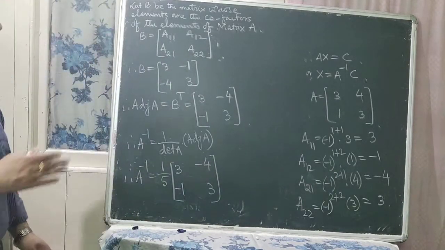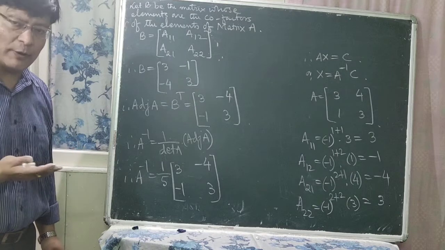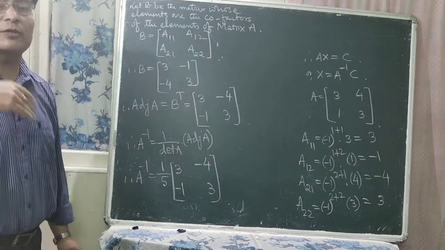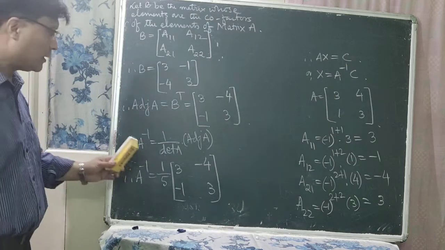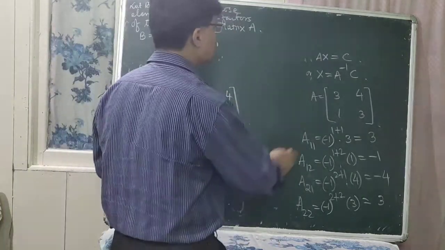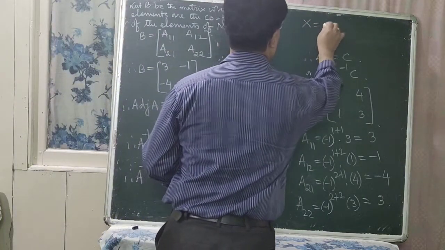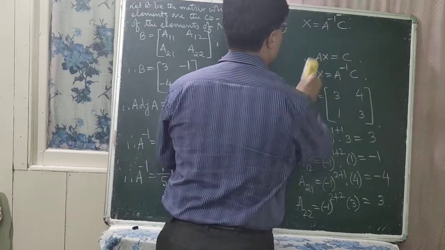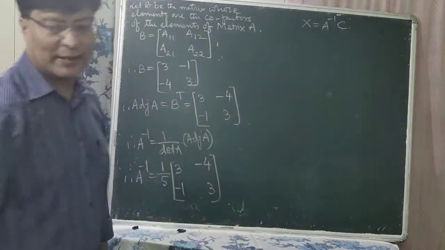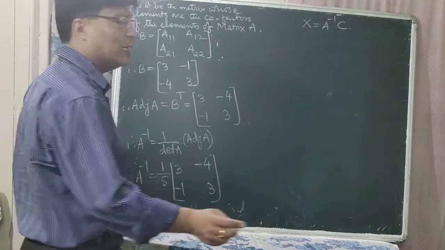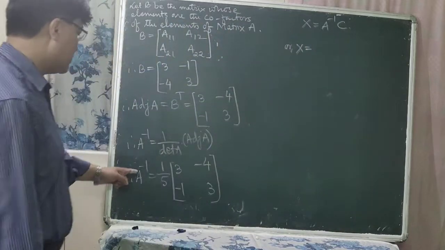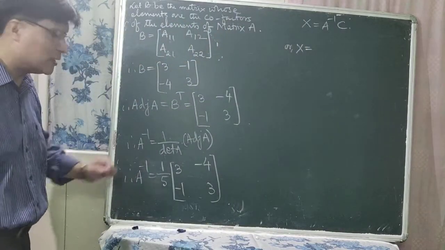So in order to solve the given system of equations with the help of matrix inversion method, you should always find out the inverse of the coefficient matrix A. That is, we have got A inverse. Okay? So now you know the matrix equation, that is X is equal to A inverse C. Let us write it again. So capital X is equal to A inverse C.